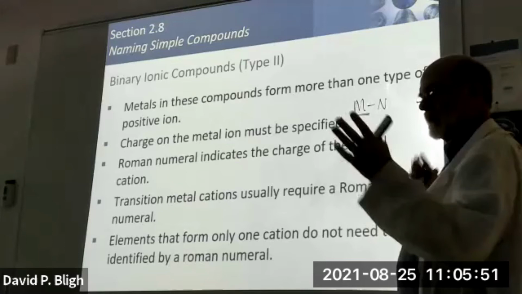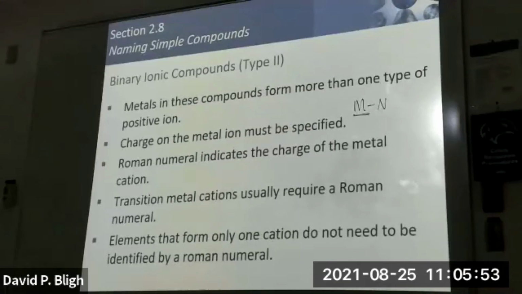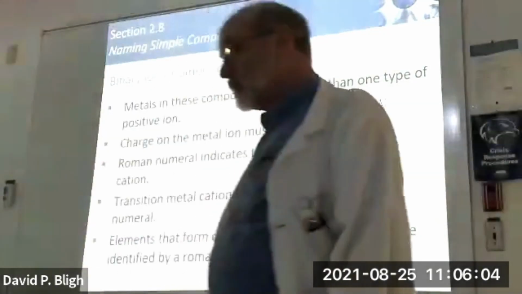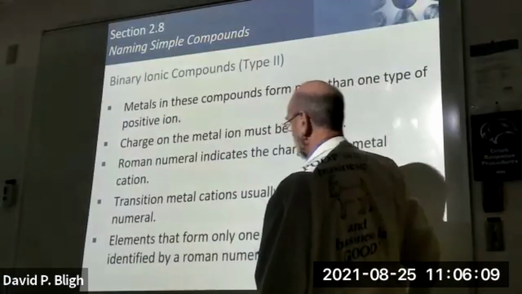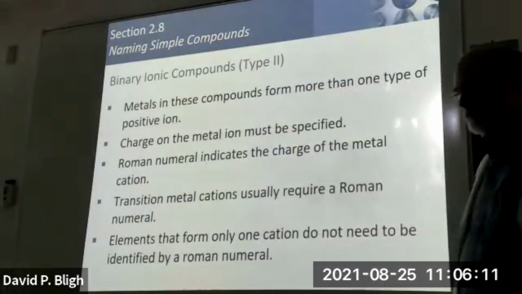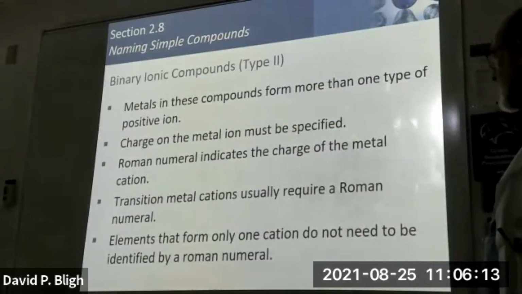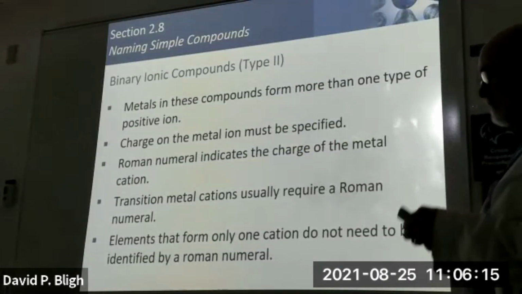The rest of them, they're not representative groups. They can have different set charges. Like lead can have a +2 or +4 charge. Tin can have a +2 or a +4 charge. In that case, you have to specify the charge with a Roman numeral when you write the name. Okay, those are type 2 compounds.